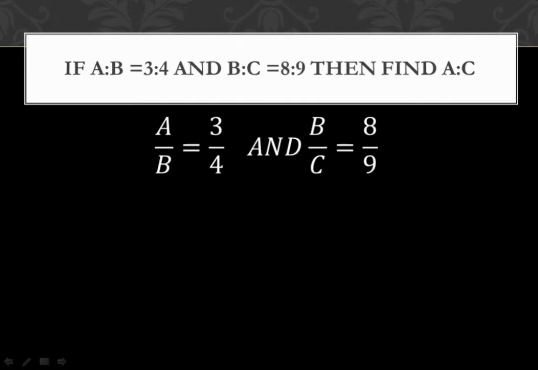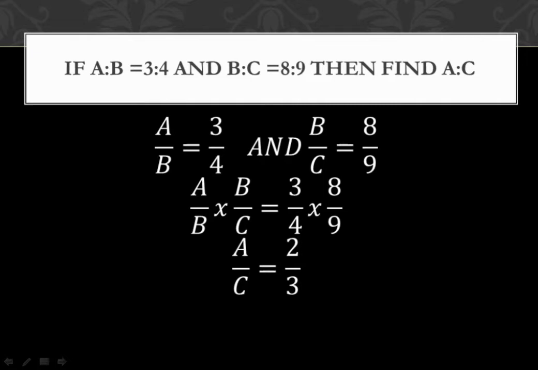Now we can see that if I multiply both of them, B and B will cancel out. So here I am multiplying A by B with B by C, which will be equal to 3 by 4 into 8 by 9. Now B and B cancel out. Here 3 will cancel with 9 and we will get 3 in the denominator. This 4 will cancel with 8 and I will get 2 in the numerator. So I can write A by C is equal to 2 by 3. Now writing it in ratio form, I get A is to C equal to 2 is to 3. Now we come to the next question.